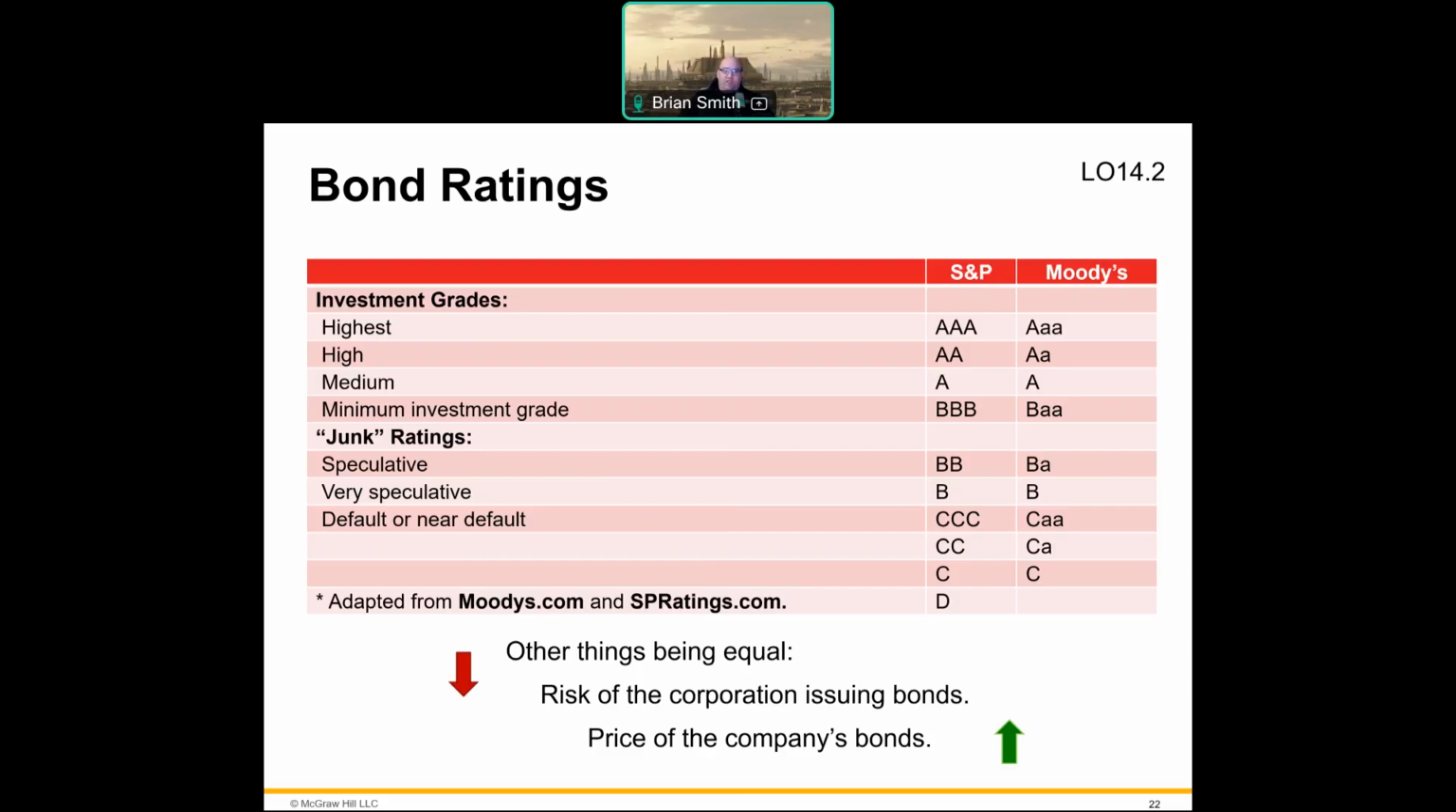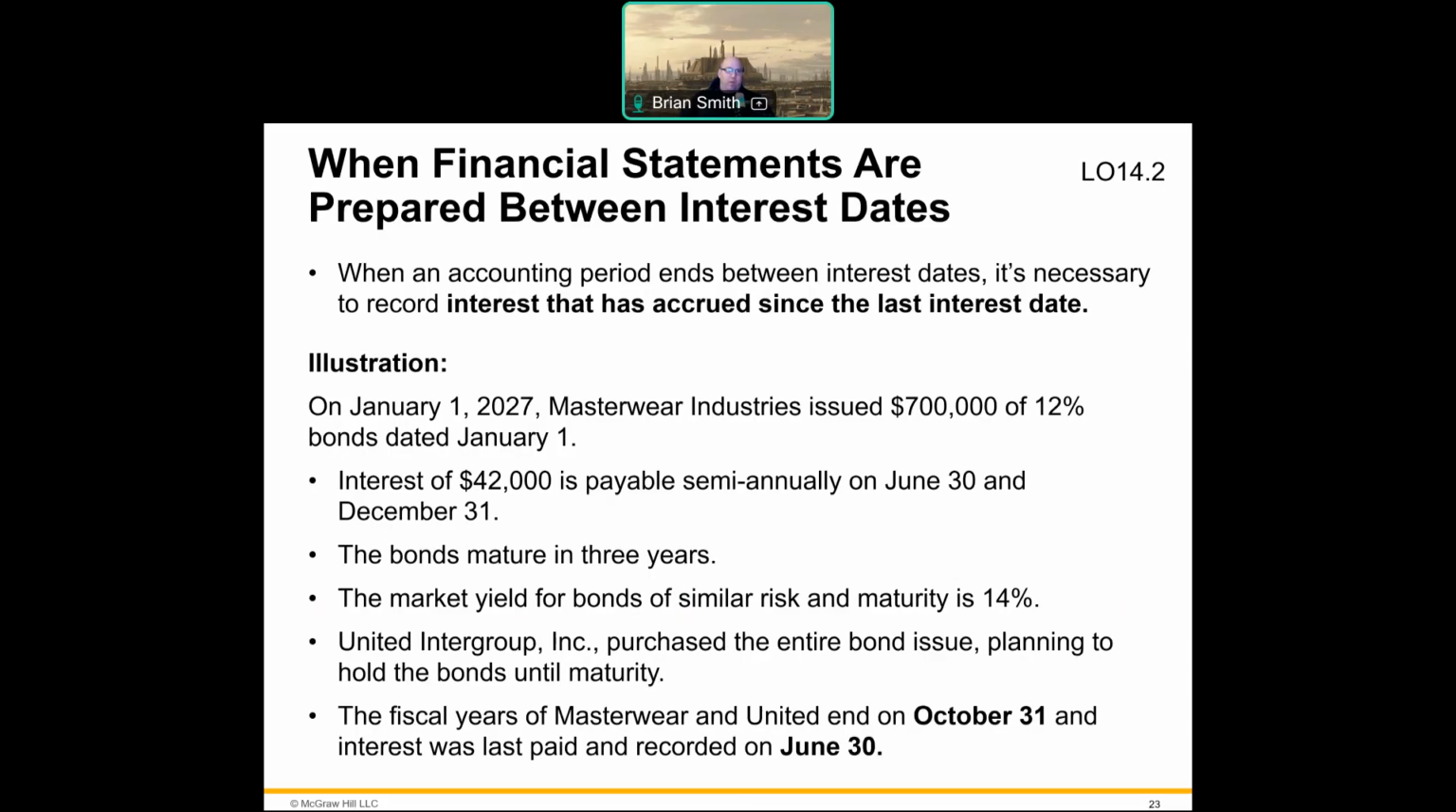Don't deal with C's and D's, guys. I mean, seriously, even CCCs and CAAs, you're throwing your money away probably. I wouldn't do that.